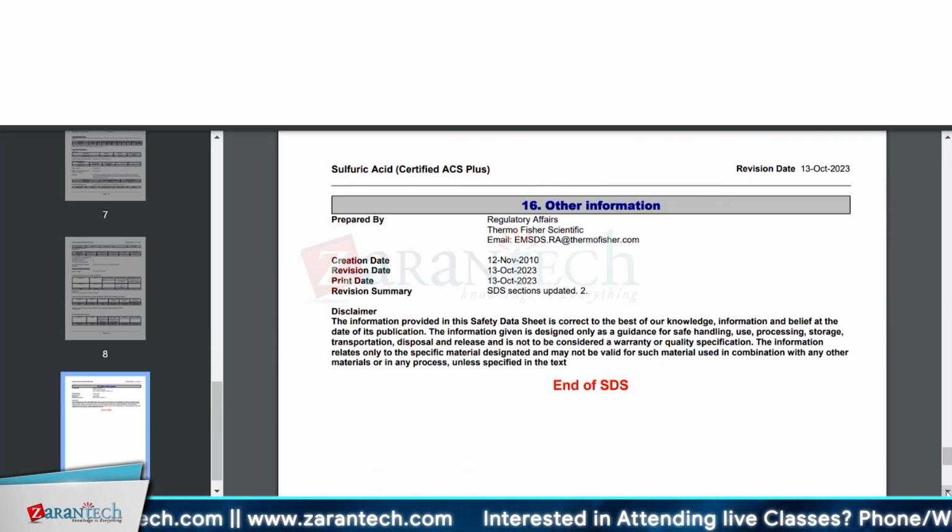And section 16 is other information. We have to enter it here. Here we talk about, for example, any exemptions from the regulation. All of these we maintain in section 16. Clear?